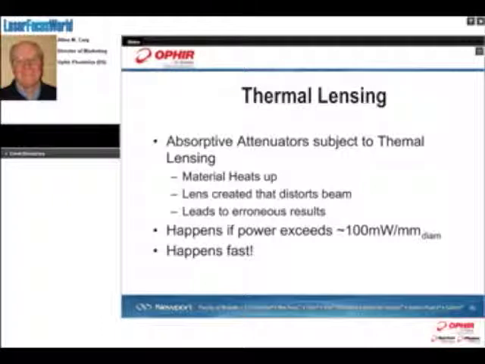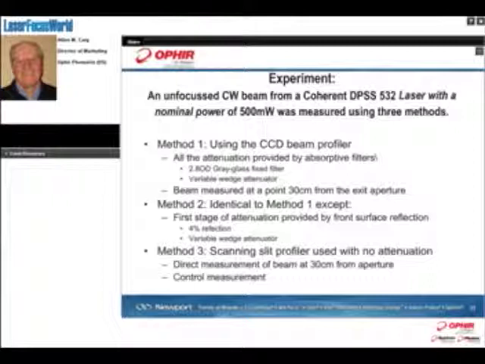And as an experiment to show this, we set up a 500 milliwatt laser and measured it in 3 different ways to show what happens and how thermal lensing can occur. So the first method, we used a CCD beam profiler, and we did all the attenuation using the absorptive style of filters, gray glass filters and a variable wedge filter, both made of gray glass, or you can think of it as sort of sunglasses type of attenuation.